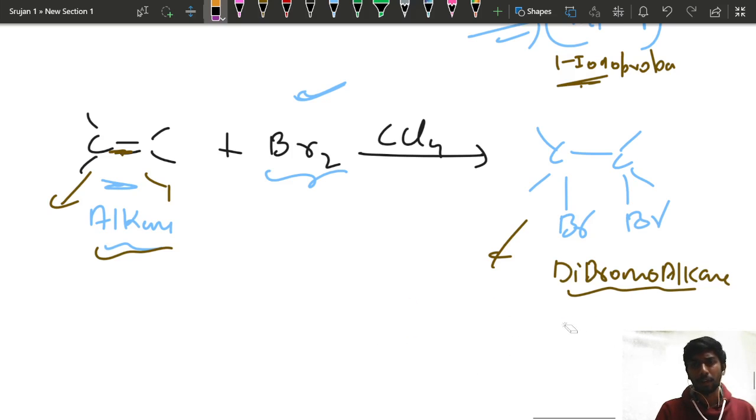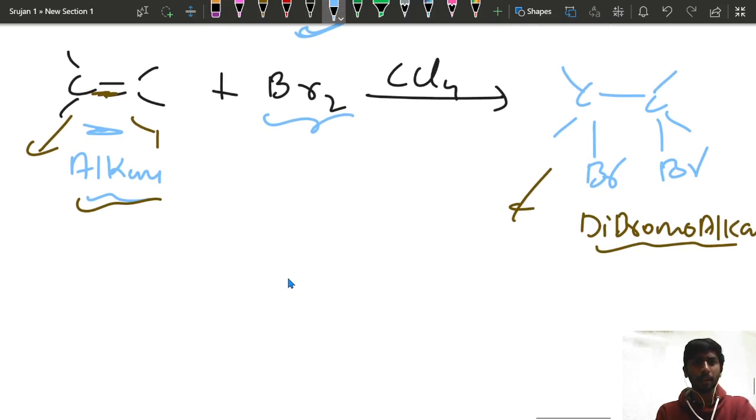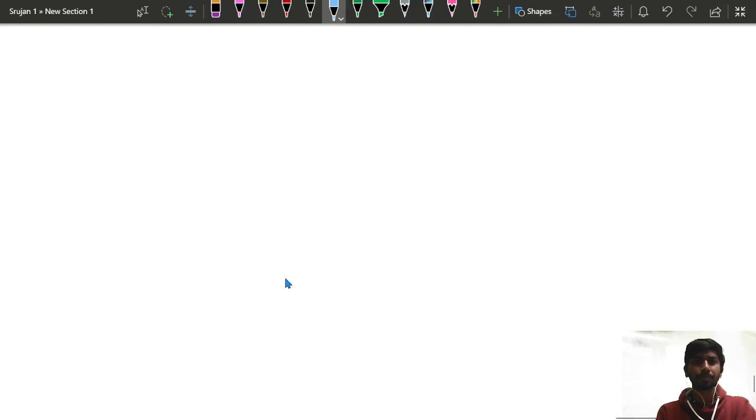Leave this thing, don't need to write, just write the IUPAC name. Common name is not necessary, IUPAC is necessary. So next, the last reaction, the halogen exchange. This is very easy.